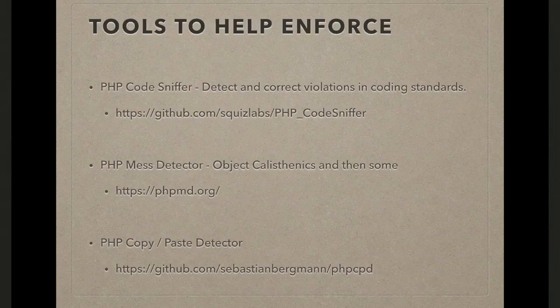Mess Detector does a lot of the Object Calisthenics stuff and then some, so it'll actually do static analysis on your code and say, this method is too big, the complexity of this method is too big, the class has too many public methods, or whatever. It'll tell you if you have a parameter that you're not using in your method, to help you clean up your code. And then Sebastian Bergmann is the guy that made PHPUnit. He also made a copy-paste detector, so you can run it on your code to check if there are any places where there's similar code that might point to a refactoring opportunity.